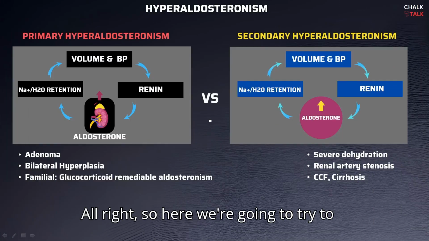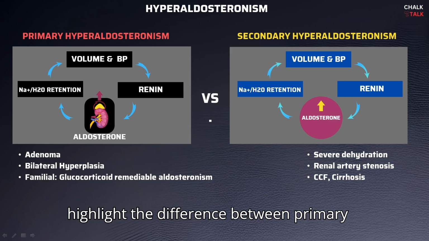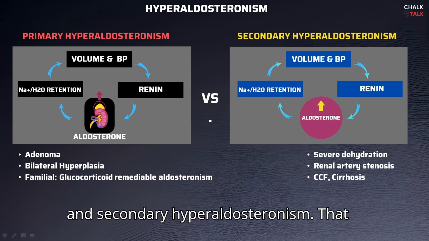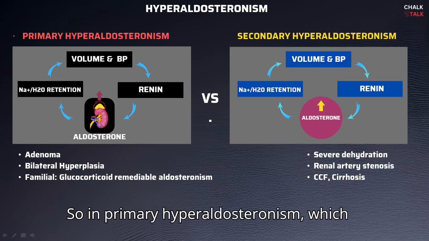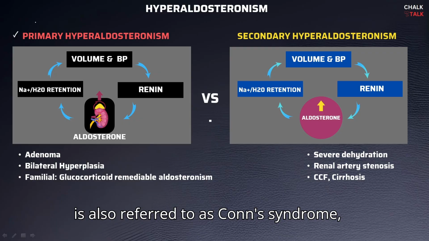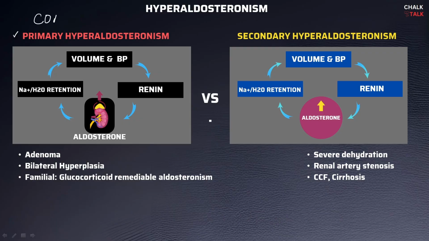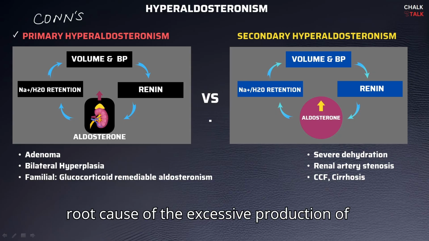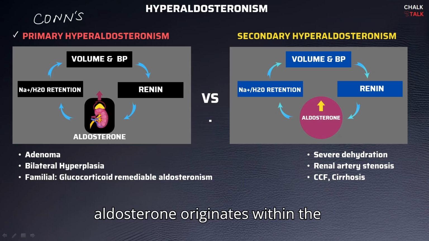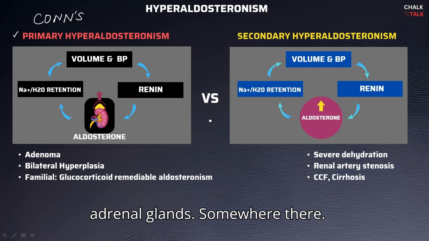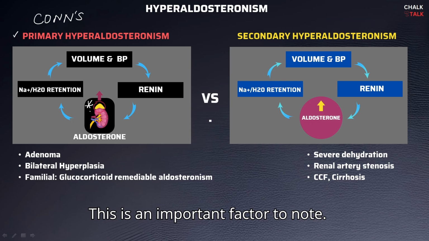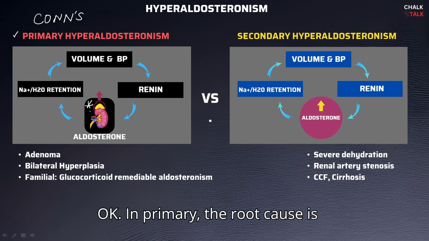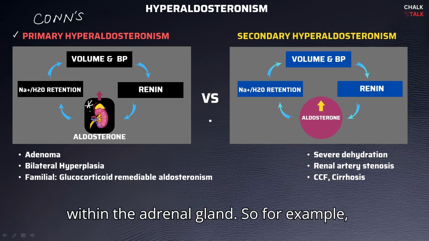All right, so here we're going to try to highlight the difference between primary and secondary hyperaldosteronism that can be confusing for students sometimes. So, in primary hyperaldosteronism, which is also referred to as Conn's syndrome, the root cause of the excessive production of aldosterone originates within the adrenal glands, somewhere there. This is an important factor to note. Okay, in primary, the root cause is within the adrenal gland.